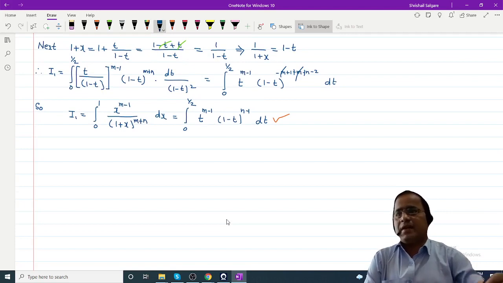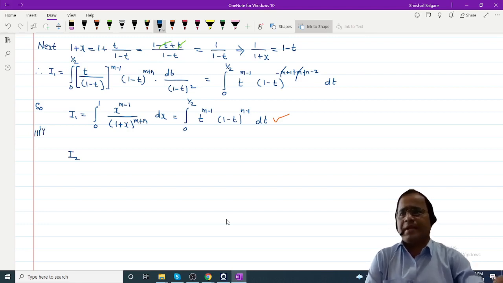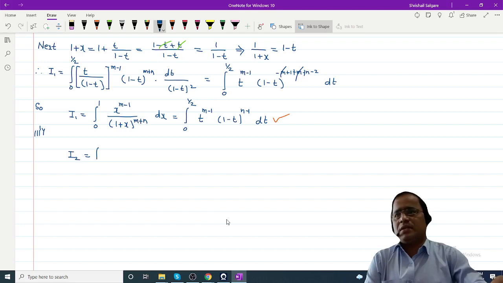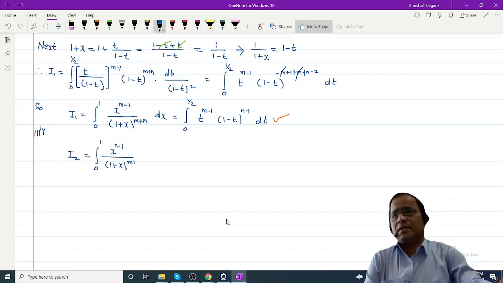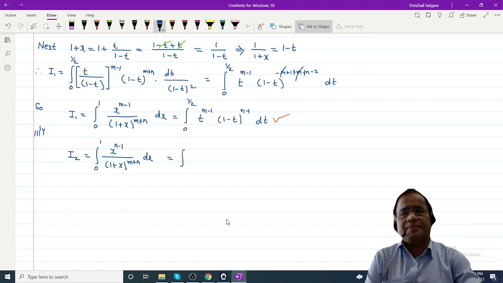Now the second one, I2. It is not necessary to calculate I2 separately because you have to change the role of m and n. So I2 is nothing but integral 0 to 1 x raised to n minus 1 divided by 1 plus x raised to m plus n dx. Yes, anyone? What will be the limits?